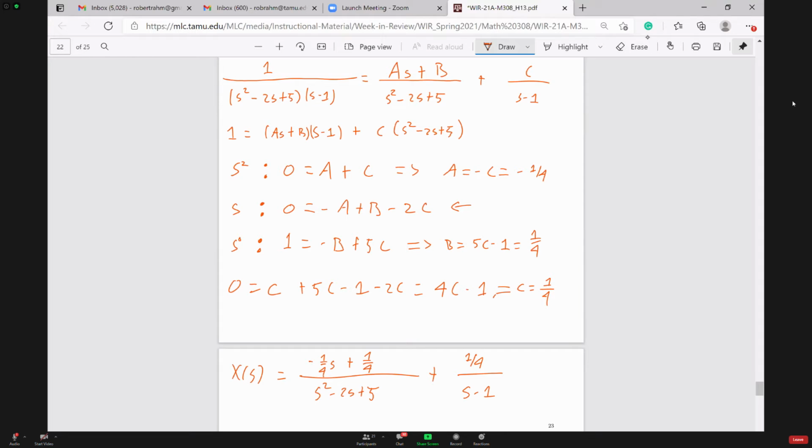Is the a plus c, is that an s? Where's that? A plus c for the s squared, where you're plugging in the coefficient of 0, you have a plus c equal to 0. So I've got 0 is equal to a plus c. This implies that a is equal to minus c. I see.